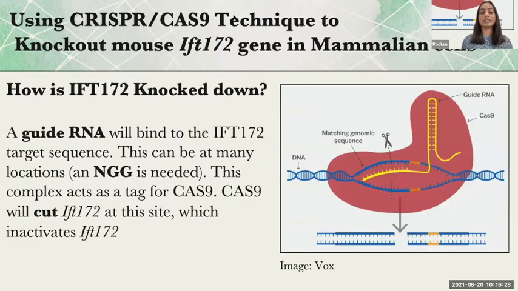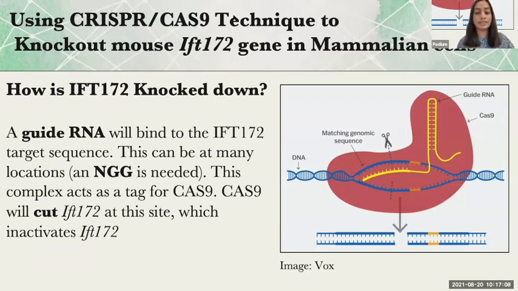So next, how exactly is IFT going to be knocked out using this technique? So a guide RNA will bind to our IFT-172 target sequence, and this can be at many locations on the IFT-172 gene, which is why we can have multiple target sequences. So all a guide RNA needs is an NGG, which is a three nucleic acid sequence that contains any nucleic acid followed by a guanine and another guanine. And then this complex acts as a tag for Cas9, and Cas9 will find this complex and it'll cut IFT-172, which will inactivate the gene and it can no longer produce its proteins.